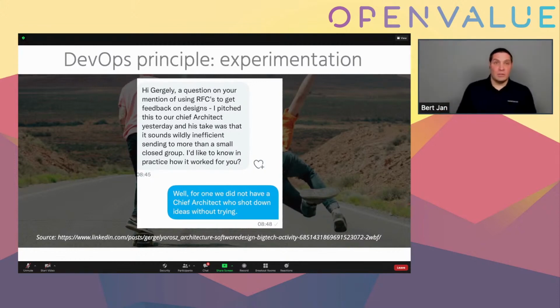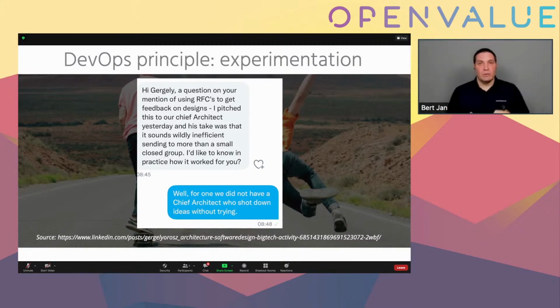So this person asked Gergely, how does it work in practice? And then Gergely said, well, for one, we did not have a chief architect who shot down ideas without trying. So experimentation means trying things and finding out the results. And even if you don't like these ideas, or if you don't like the results. So sometimes in companies, you want to try something, somebody asks you, can you make a business case for trying this? And that's obviously hard, right?